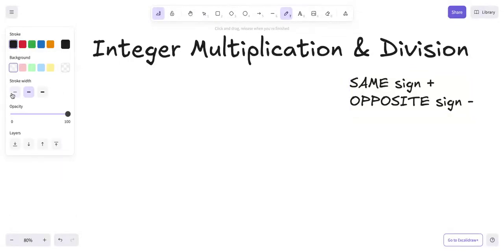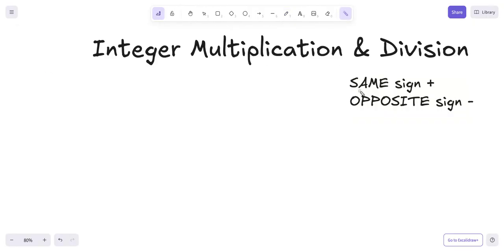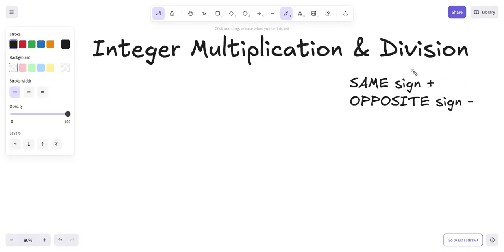This video goes over integer multiplication and division. In my opinion, this is a lot easier than addition and subtraction. We're using the same cheat sheet where if you see the same sign between two numbers, your answer is going to be positive. If you have the opposite sign between the two numbers, your answer is going to be negative.